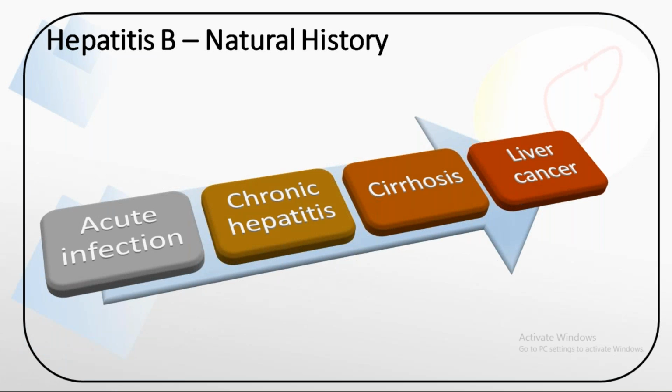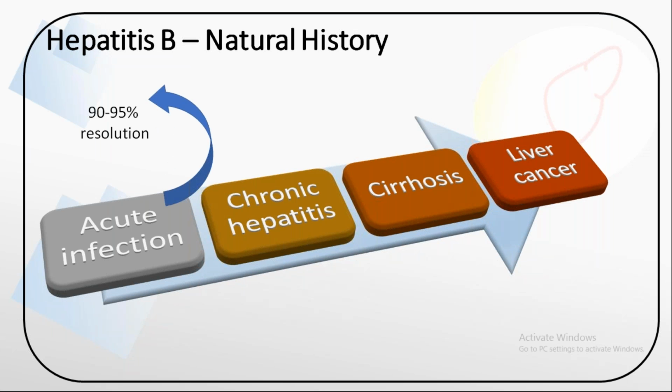So what is the natural history, what happens after the hepatitis? First an acute infection comes, then it may go to chronic, it may go to cirrhosis, and even liver cancer. After acute infection, 90 to 94% resolve. But some, 5 to 10%, go into the chronic carrier stage. What determines chronicity, I will show in the next slide.